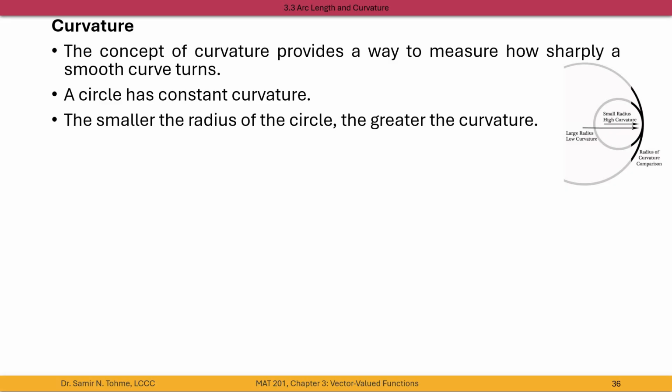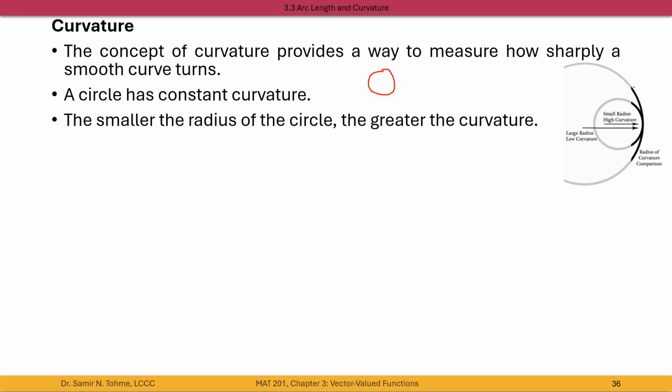Let's discuss the curvature now. The concept of curvature provides a way to measure how sharply a smooth curve turns. A circle is a special case, where the curvature is constant. Look at these two circles. If you complete it, you will get a circle here.